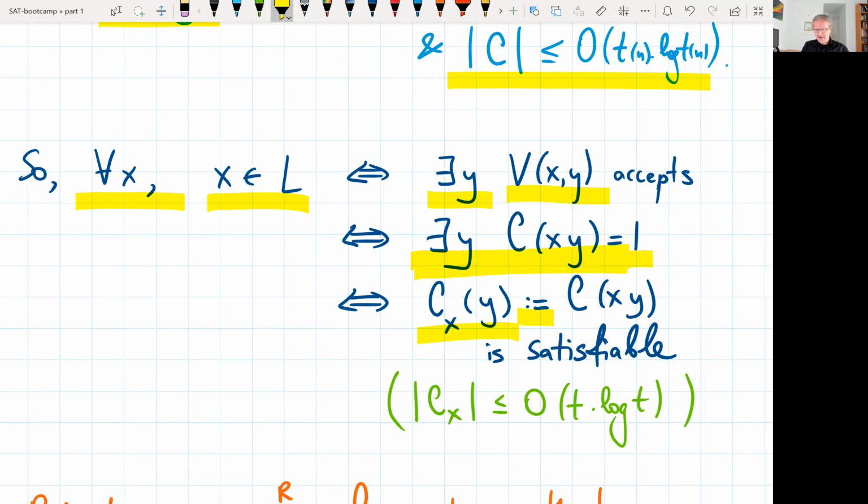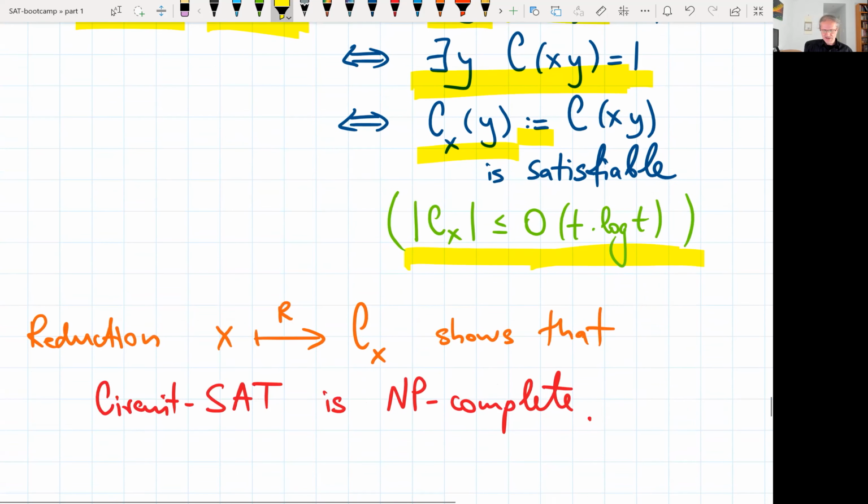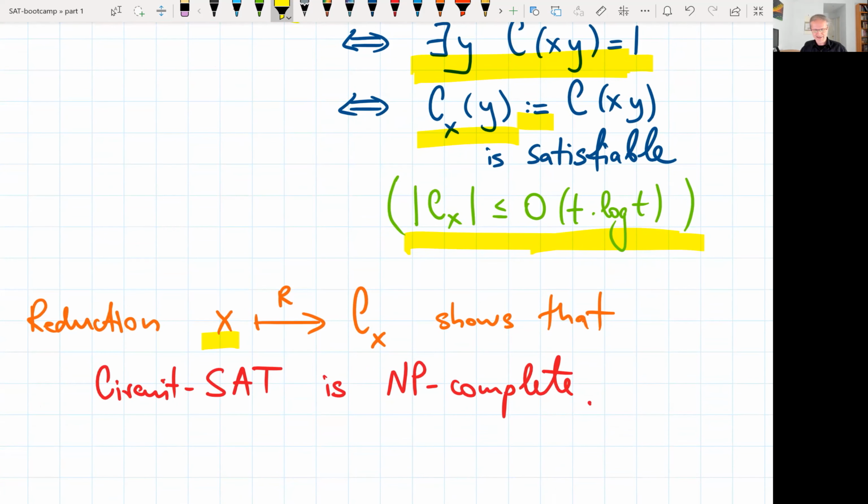It follows that my circuit C sub x is satisfiable if and only if input x is in the language. And the size of the circuit C sub x, which is at most the size of the circuit C, is still at most t log t. Okay, so what we've shown is a reduction which maps an input x of length n to a circuit C sub x of size t log t, such that x is in the language if and only if circuit C sub x is satisfiable. What does this show? It shows that the problem circuit SAT is NP complete. Okay, at least NP hard. So we get a reduction from any problem in NP to circuit satisfiability.